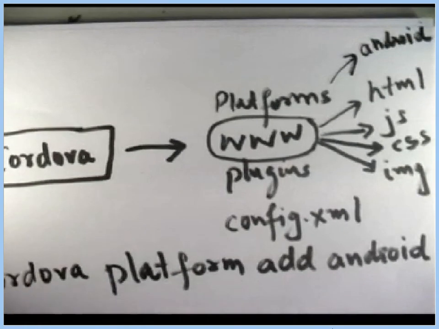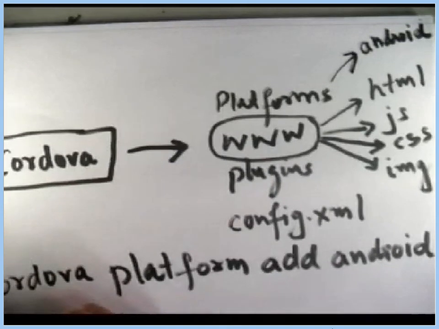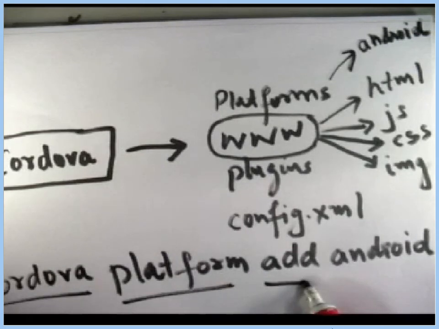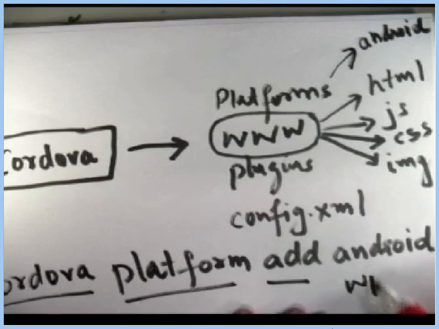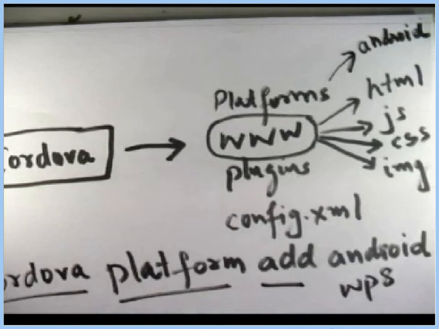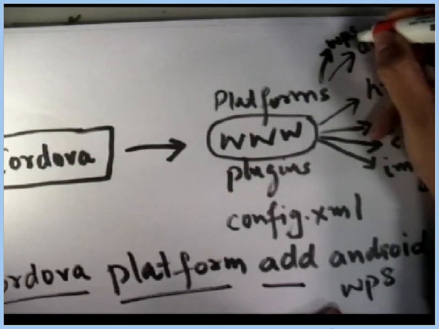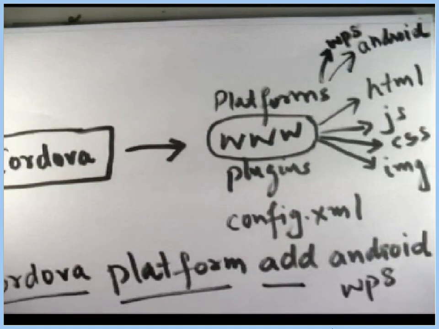Now, I also want to run my project on Windows Phone 8. So what do I do? I will simply say again cordova platform add, and instead of android, I will say wp8. Now when I do this, another folder gets added to my platforms folder by the name of wp8. Within this folder, I have the entire folder structure of a Windows Phone 8 project.